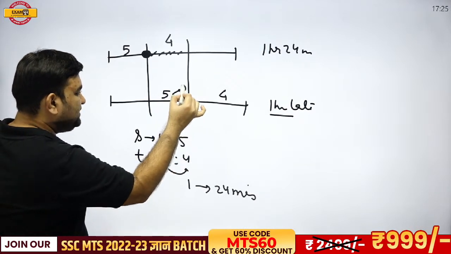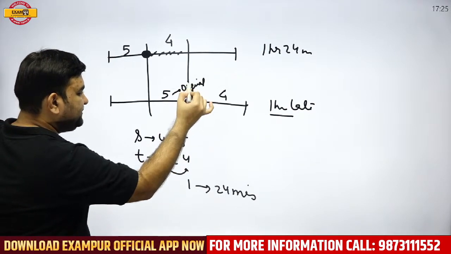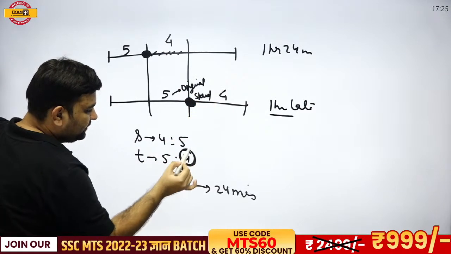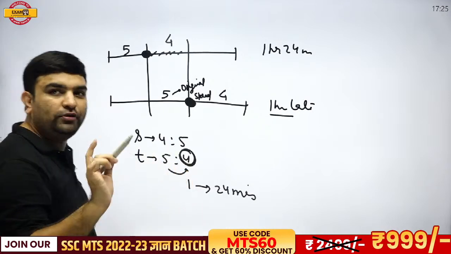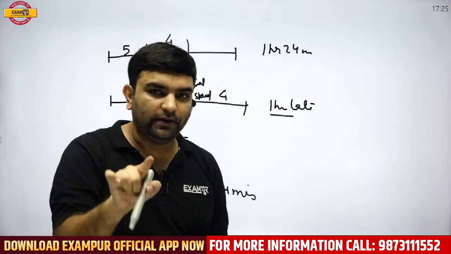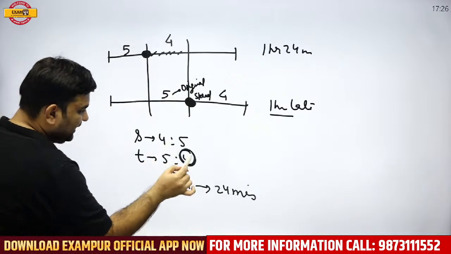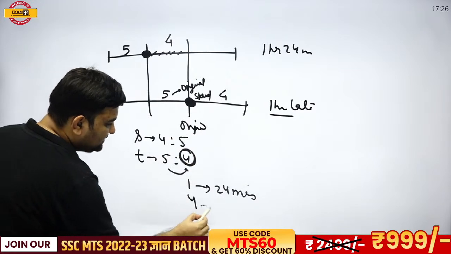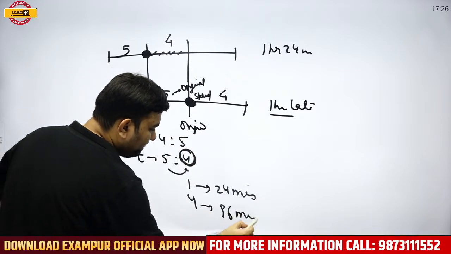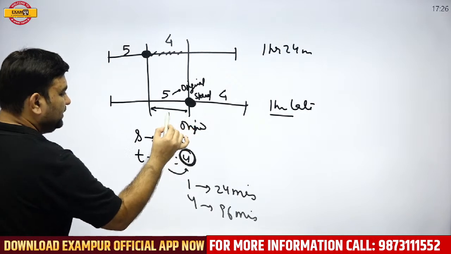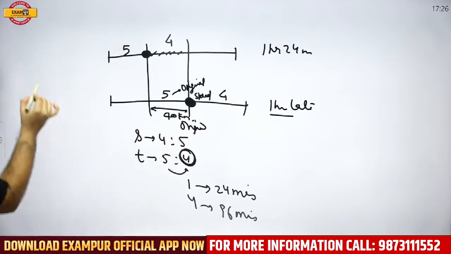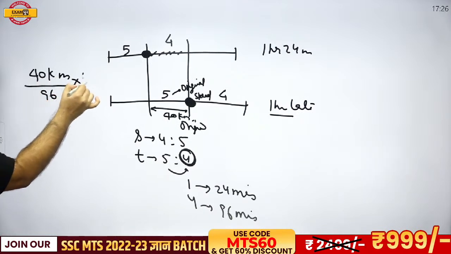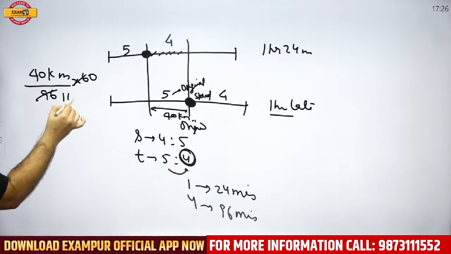Now 5 is our original speed, so we will find the original time, because from time we can only find out time. So 4 is 96 minutes. So this 40 kilometer can be traveled in 96 minutes. Convert into hour, divide by 60.